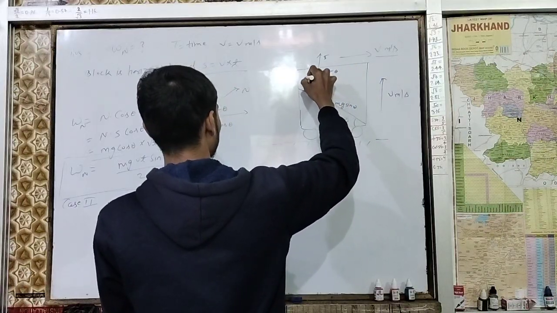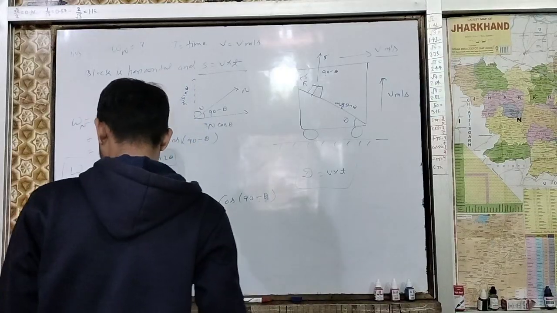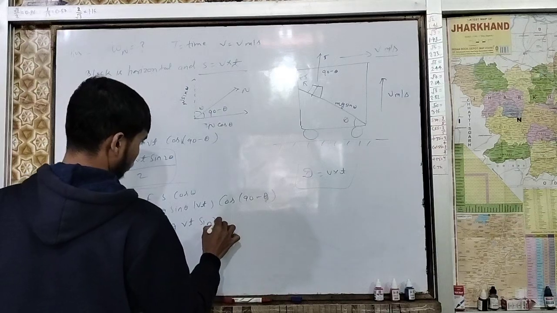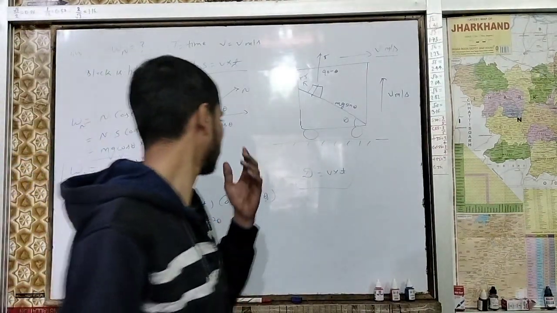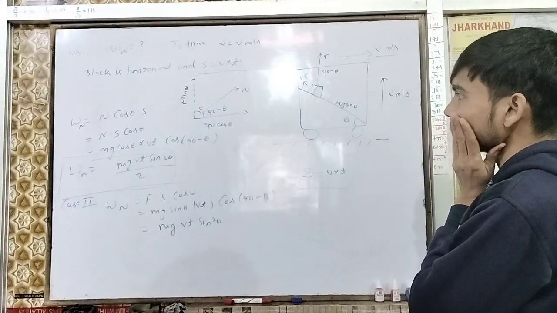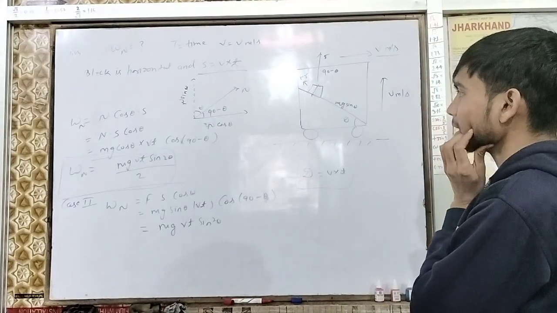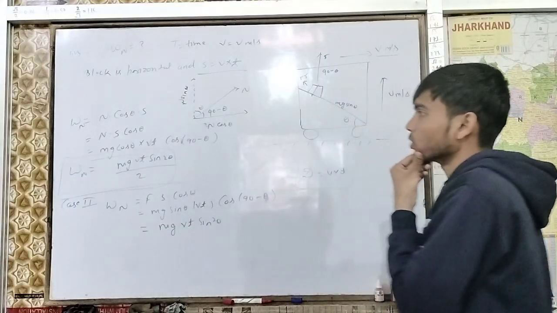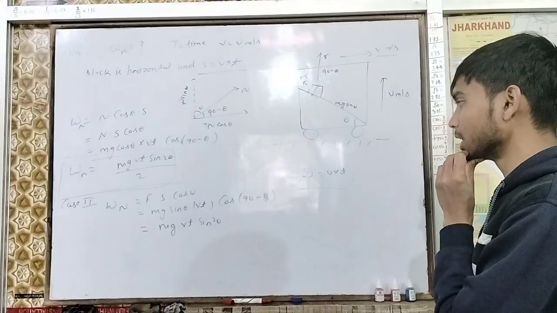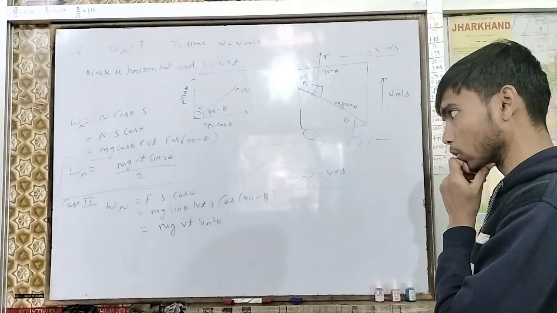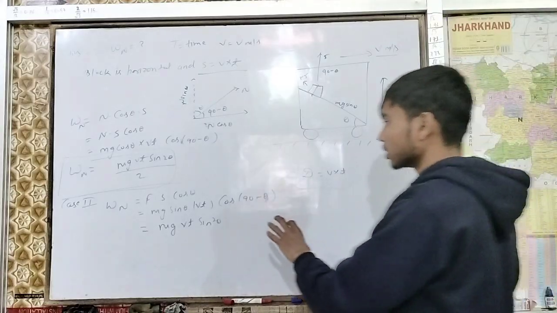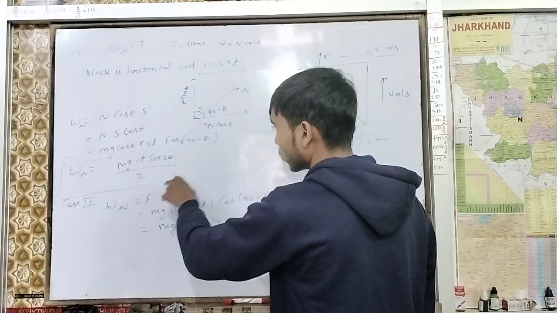So if our force is in this direction, our equation will be mg vt sin square theta. So sin theta multiplied by sin theta will be sin square theta. Cos theta into sin theta is our sin 2 theta. mg and vt are the same for both cases: mg vt into sin square theta. So the only difference is sin 2 theta upon 2.